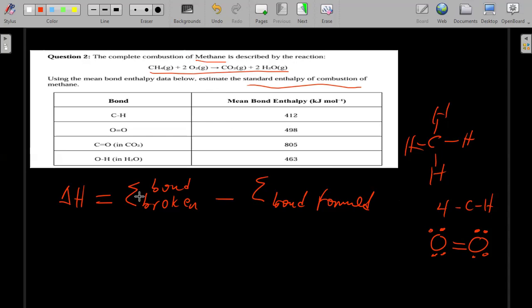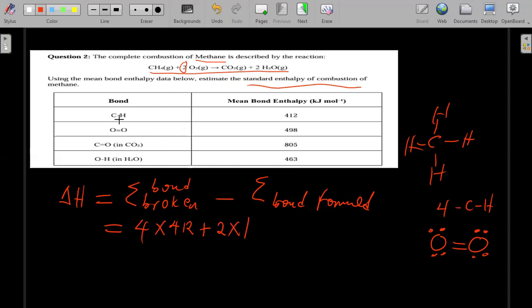So for the summation of the bonds being broken, we have 4 C-H bonds, isn't it? For the C-H bond, the mean bond enthalpy is 412. So we say 4 times 412, plus, remember we're getting the summation of the bonds that have been broken. Then we have 1 O=O bond, which is this one. We have 1 of it, but we have a coefficient of 2 there, so we have to consider that coefficient as well. So we say 2 times 1 of these.